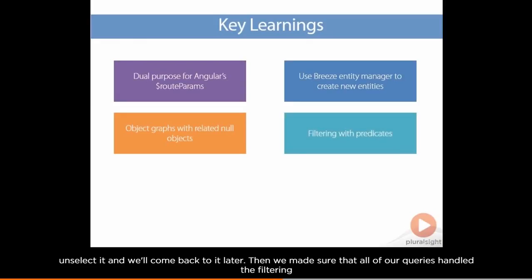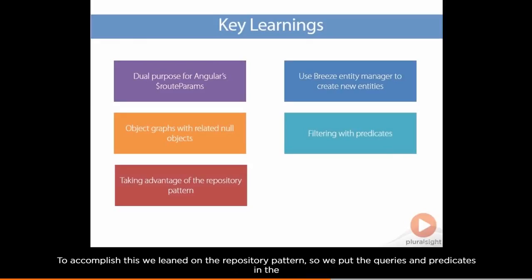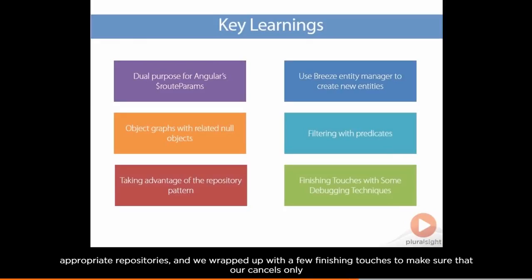Then we made sure that all of our queries handled the filtering out of the nullos if necessary, or including them if they wanted them. We used that through predicates. And to accomplish this, we leaned on the repository pattern, so we put the queries and predicates in the appropriate repositories. And then we wrapped up with a few finishing touches to make sure that our cancels only happened once, and we demonstrated how to use the debugging tools inside the Chrome browser to help us get there. And one of the other finishing touches we saw was the validation that we get for free for required fields from Breeze. We didn't have to write any code to get that.